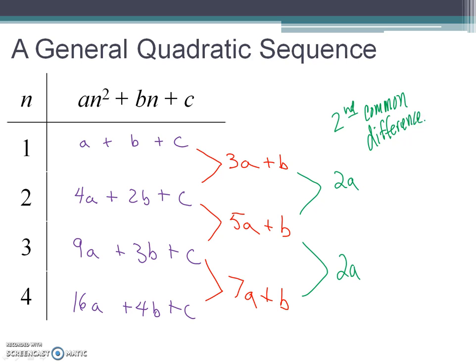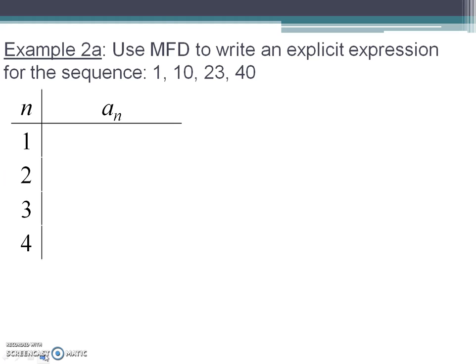Now, what did we go through this whole process for? Well, we did it for a system of equations. This is a system of equations that will allow us to write the rule of any quadratic sequence. Here's how you're going to do it. Let's write out this sequence and do the whole common difference thing with it. Here's the sequence, 1, 10, 23, 40.